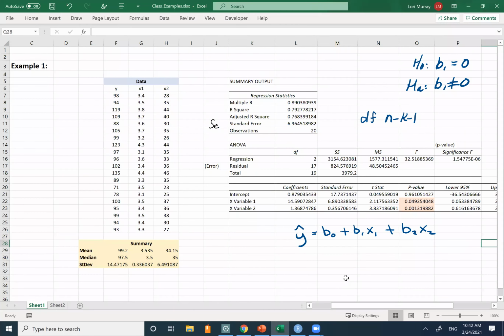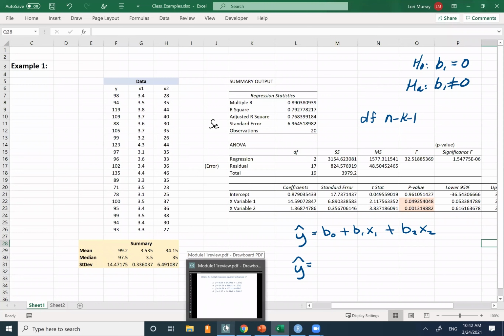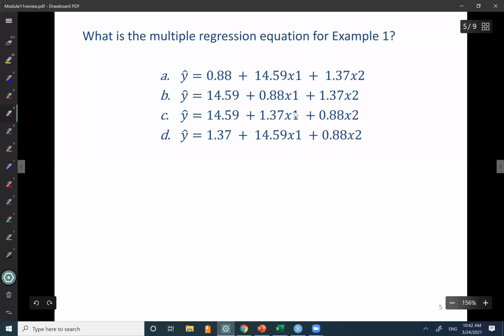So I'll go back to the Excel sheet. What is going to be y hat? Well, let's see. Y hat equals, what are we going to put there? So what are we going to choose? A, B, C, or D? Is it that one? That one? Okay, I'm going to end the poll. I think many of you are in. All right, share the results. It's A. You're saying A.